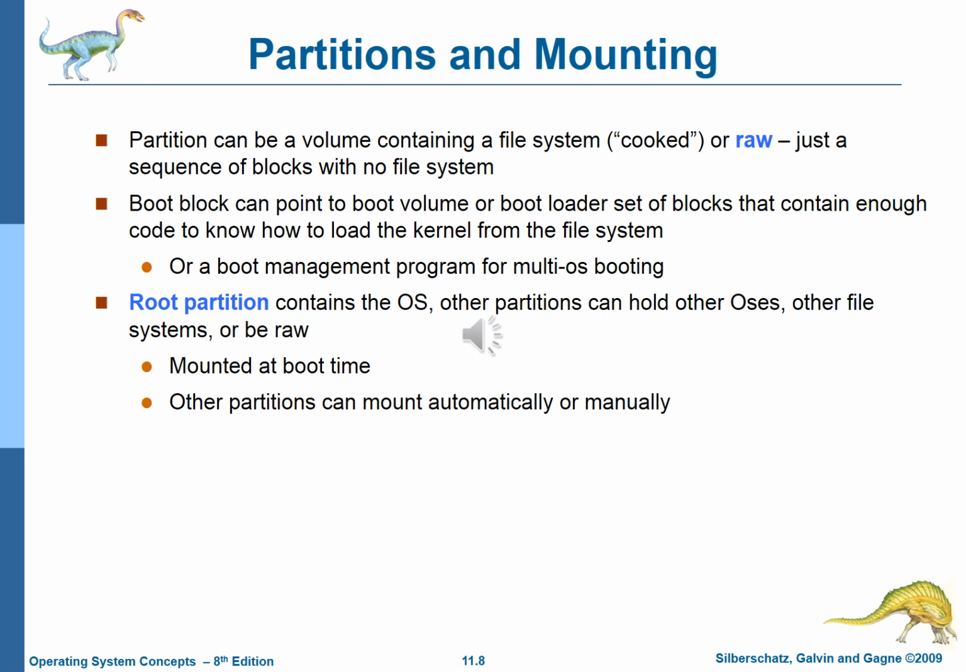A partition can be a volume that contains a file system, or it is without a file system. If it is without a file system, it is called raw. Raw means it contains a sequence of blocks without any file system. Now the boot volume points to a volume which contains the operating system, or it points to a bootloader set of blocks that contains enough code to know how to load the kernel from the file system. The root partition contains the operating system, and there are other partitions which may contain operating systems. Some partitions may be mounted at boot, or some partitions may have to be manually mounted.